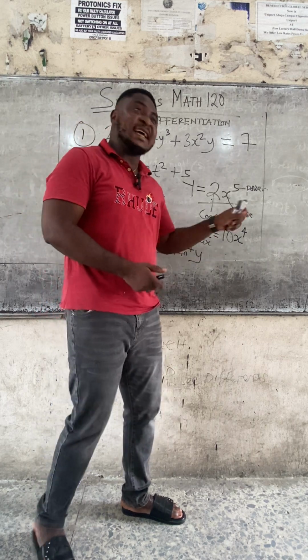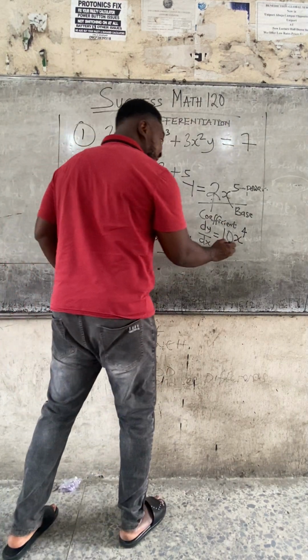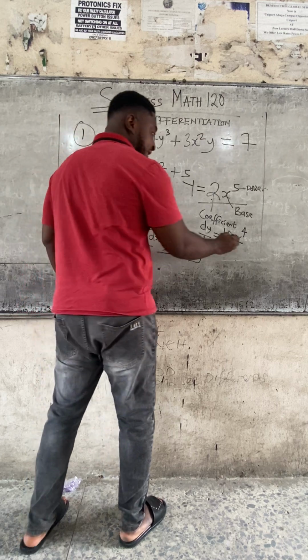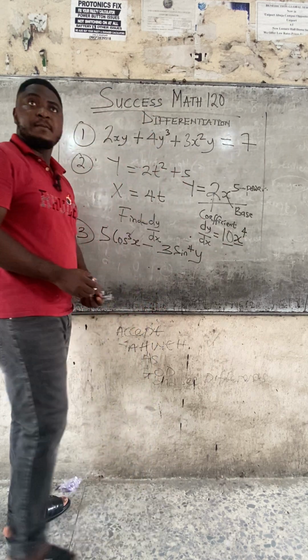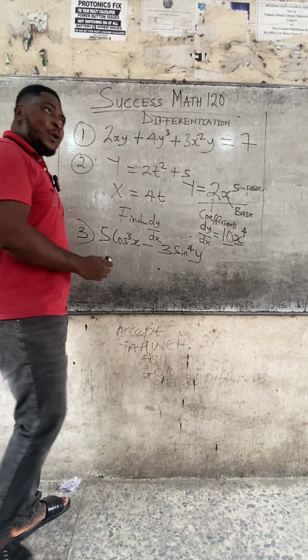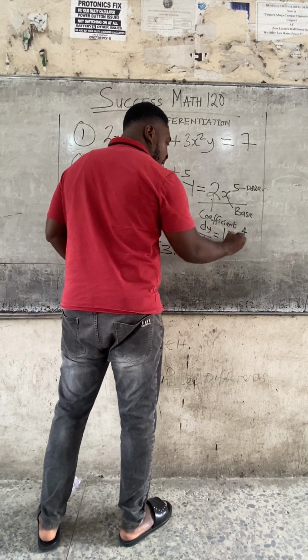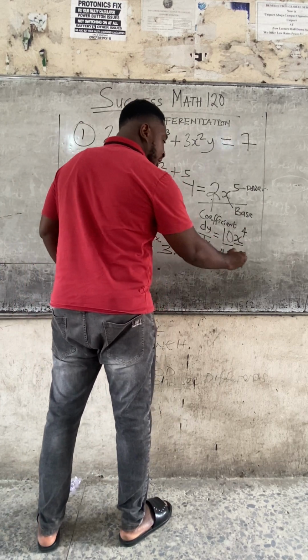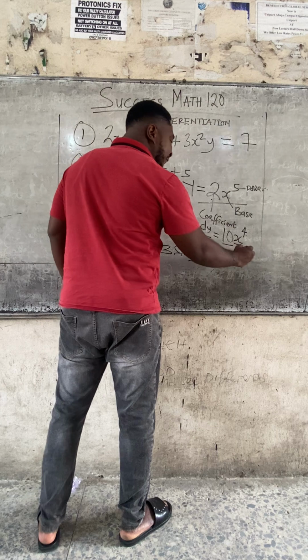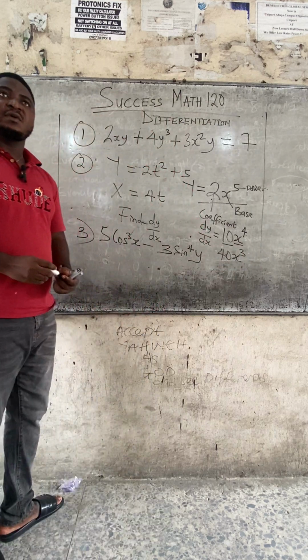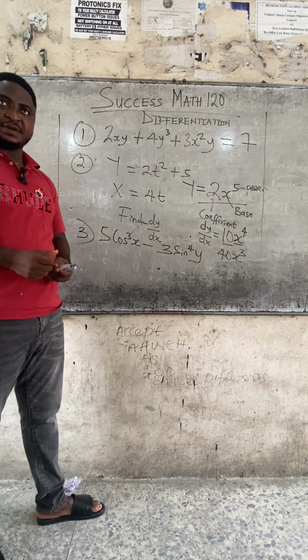If I want to differentiate 10x raised to power 4, I'll go again. This time around, my 10 is my coefficient, x is the base, and 4 is the power. Step 1, multiply coefficient and power. 10 times 4, 40. Repeat your base, x. Subtract 1 from the power, 3. 40x raised to power 3.